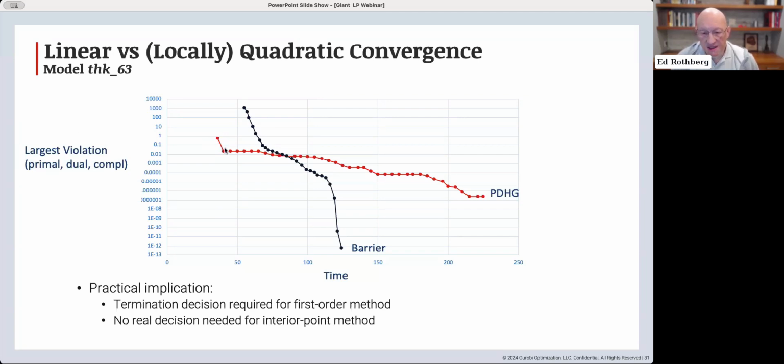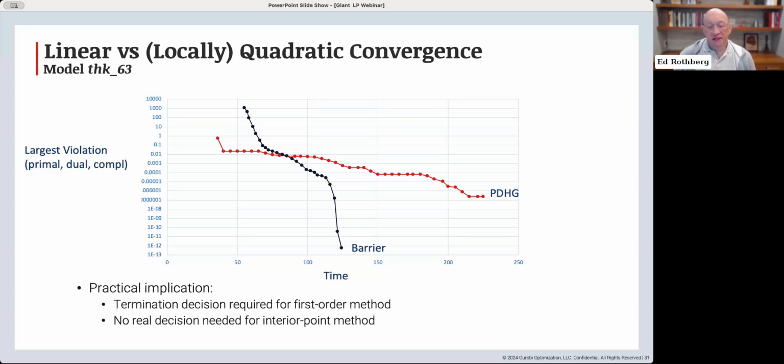What you see is as time progresses, PDHG makes slow and steady progress on all these violation metrics. Barrier, on the other hand, makes fairly modest progress, and then it gets close to the optimal solution, and then the progress is extremely fast. That's the locally quadratic convergence. Once you're close to the solution, in a few more iterations, you get a solution that is as accurate as machine precision allows.